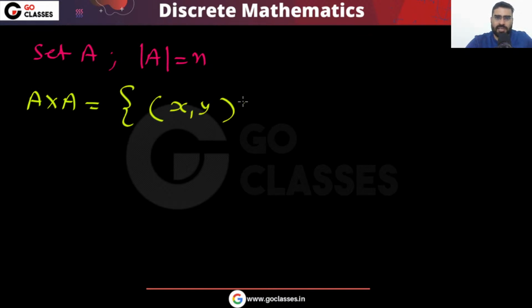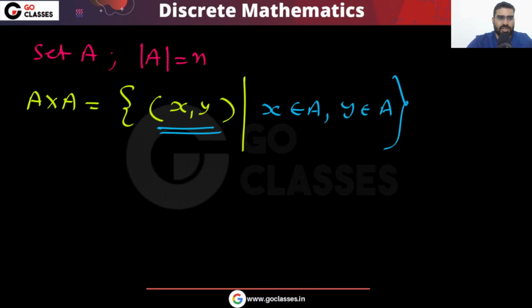A cross A is a set of ordered pairs. In A cross A, every element is an ordered pair where the first element is coming from A and the second element is also coming from A. This is your A cross A. So what is the cardinality of A cross A?